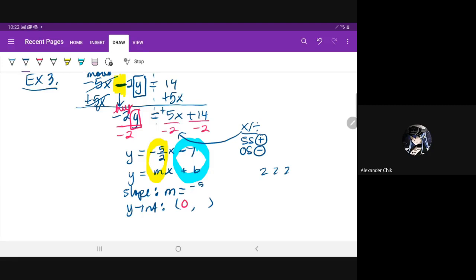The m is -5/2. You don't put the x with the m. So let's put a little message here that says don't put x in the m equals. So m is just equal to a number. Okay. And what's the y-intercept? 0, comma what? What's the y-intercept?